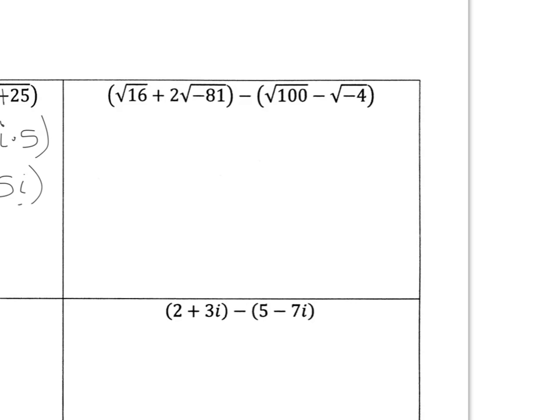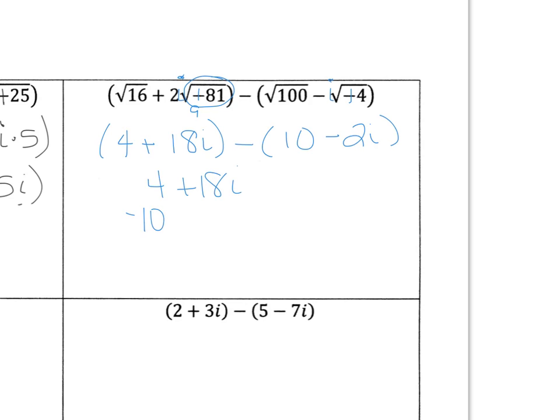Okay, try this one. Remember, this is the square root of negative 81, so let's take that out and put i's there. So then this would be 4 plus 18i, because the square root of 81 is 9, so 9 times 2 is 18. Minus 10 minus 2i, because the square root of 4 is 2. And then you subtract. You can line these up if you like.